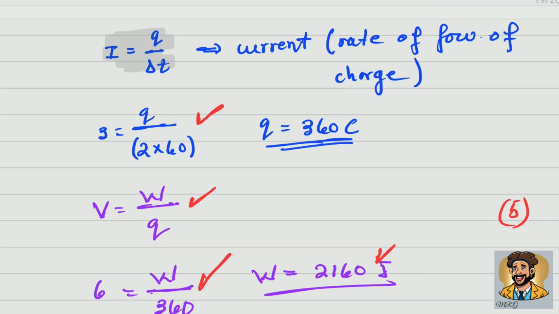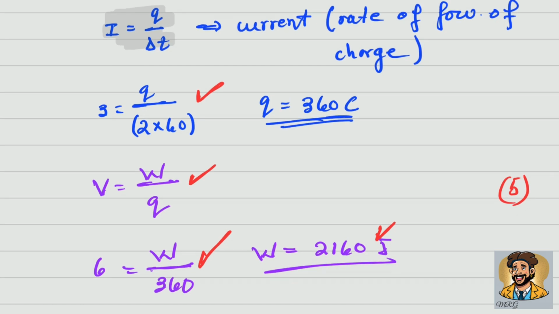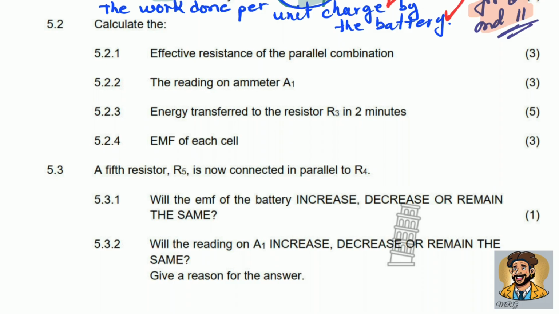1, 2, 3, 4, and 5 marks. That is how they mark this question. I hope you get it right. Now, the next question says EMF of each cell.